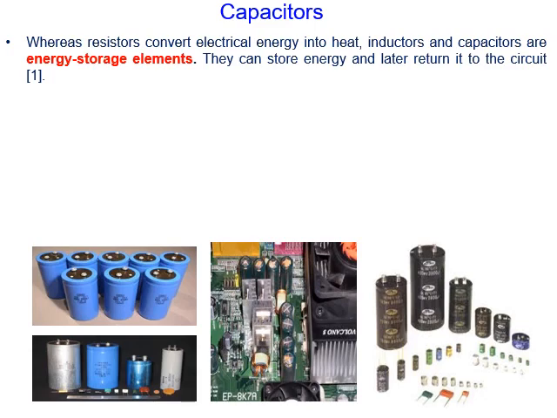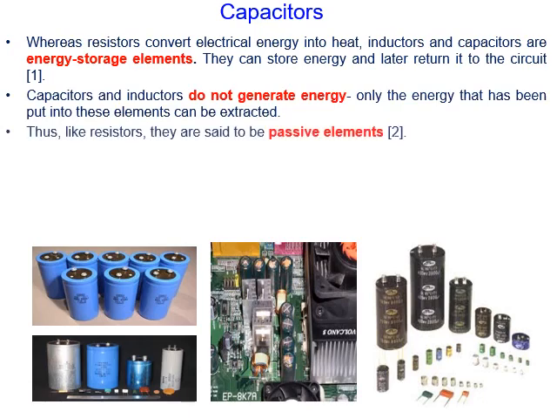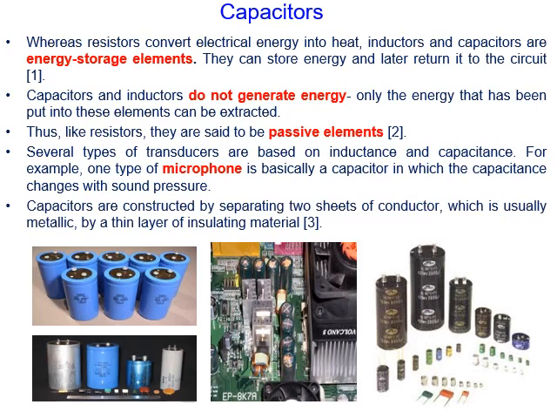So simply, a capacitor is two plates. Between them there is an insulator, and they store electrical energy. They don't produce energy, but they store energy. One example application is that we use them in a microphone, as we are going to see later in the discussion, and they are represented in different ways.